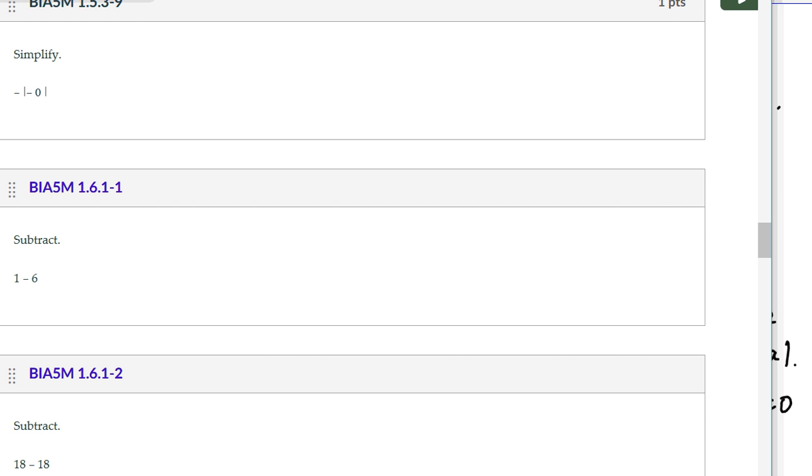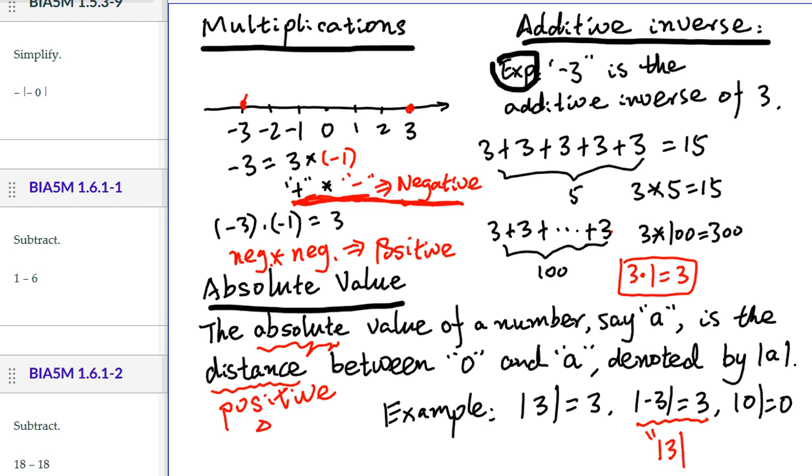Okay, all right. Now, here we have introduced again the three concepts. You may want to do more exercise to practice those three concepts.